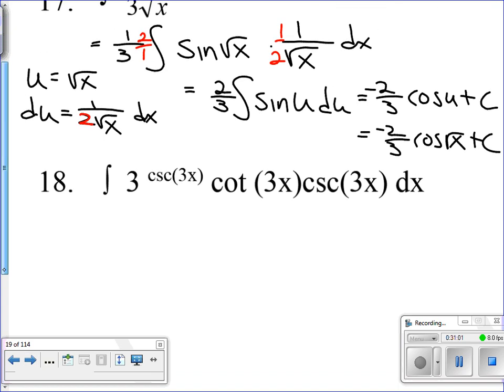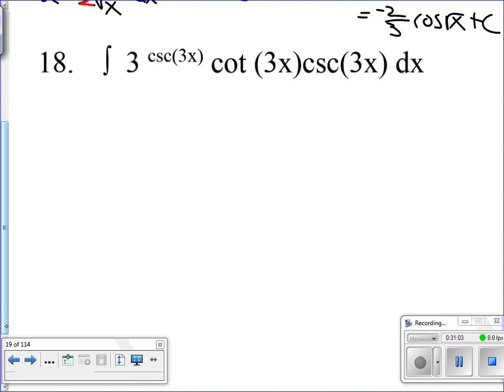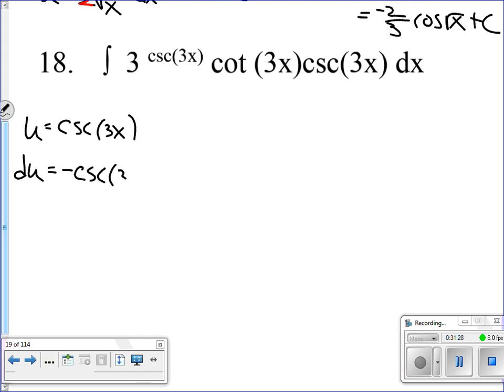Okay, number 18. Nothing to pull out, we can't pull out the 3. It's not a constant multiplier, right? So this is the a to the u. We're going to let u equal cosecant of 3x. So we'll get du with the chain rule. The derivative of cosecant is negative cosecant cotangent, so it's negative cosecant of 3x cotangent of 3x times 3.